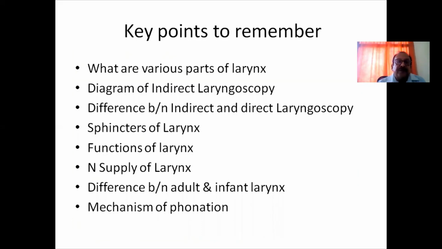Now, key points to remember of this lecture. You should know what are the various parts of larynx. You should understand the diagram of indirect laryngoscopy, difference between indirect and direct laryngoscopy, then the sphincters of larynx, 3 tiers, functions of larynx, nerve supply of larynx, that is the superior laryngeal nerve and the recurrent laryngeal nerve. Difference between adult and infant larynx and the mechanism of phonation by the myoelastic aerodynamic theory.